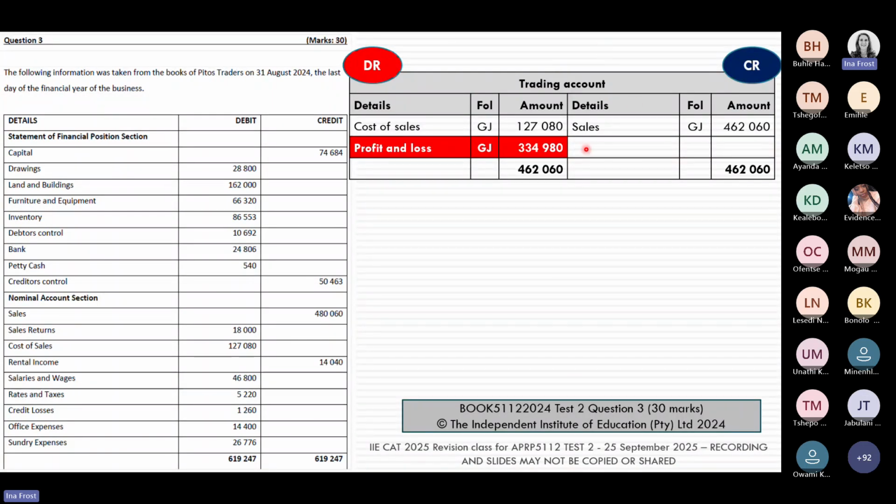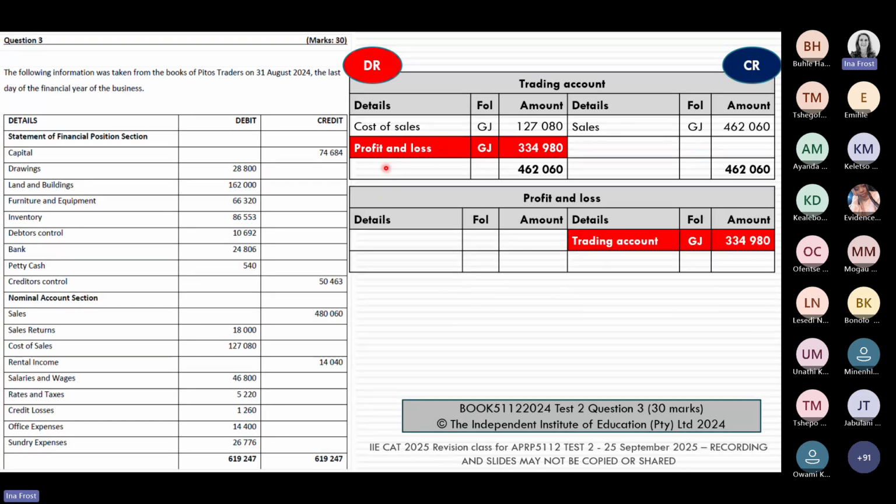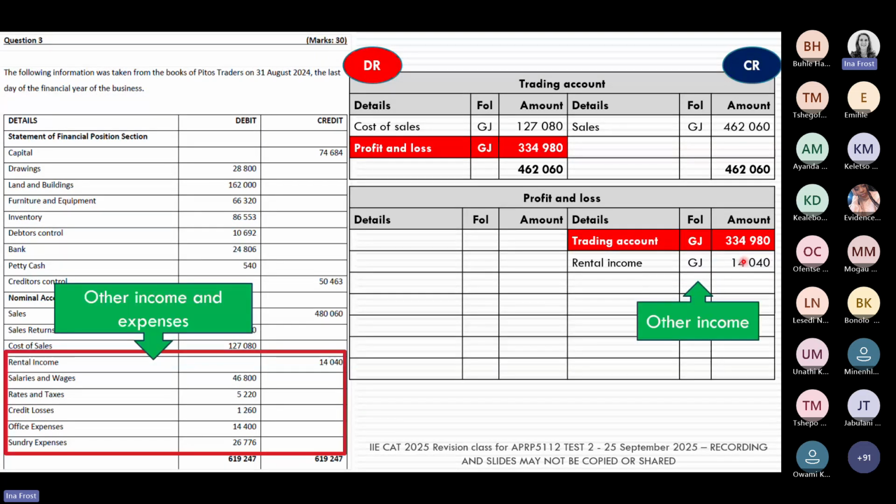And we said that this gross profit, we're going to take to the profit and loss account. So that's where we're going to begin our profit and loss account, with the gross profit. Okay, so that's your first entry in your profit and loss account, your starting point, the gross profit. Now I'm going to go to my trial balance, nominal account section.